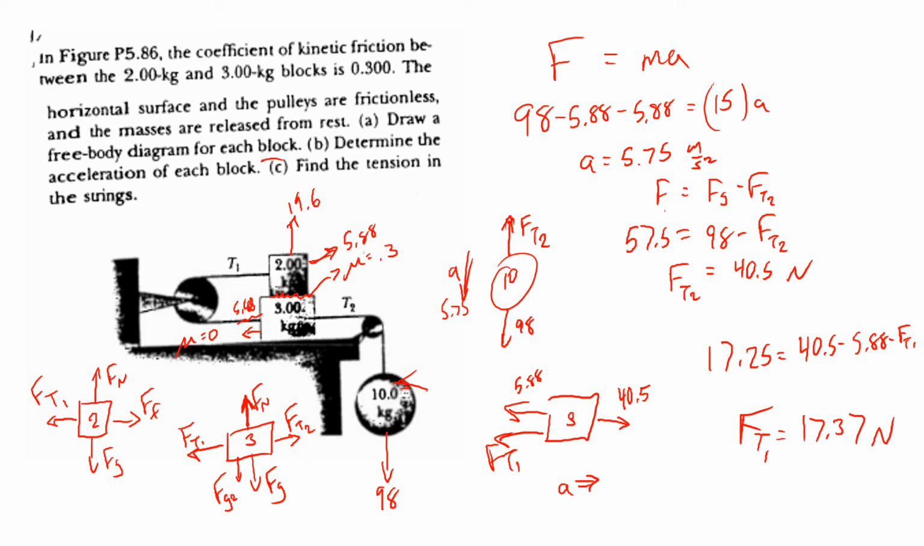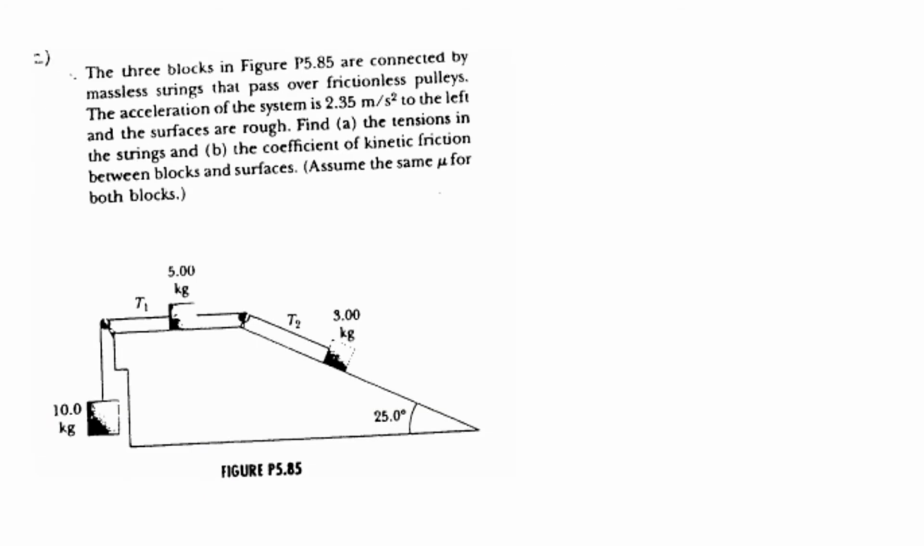Well, I think we have one more. Oh yeah, here's a fun one. The 3 blocks in figure whatever are connected by massless strings. I love massless strings that pass over frictionless points. I gotta get me some of those. The acceleration is there. Oh, nice. It even told us 2.35 to the left, so it's going to go that way. And the surfaces are rough. Find the tensions in the strings, and B, the coefficient of kinetic friction between the blocks and the surfaces.